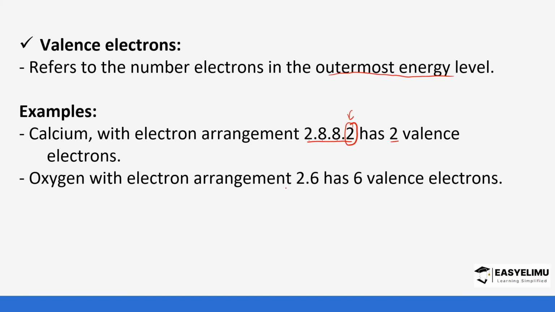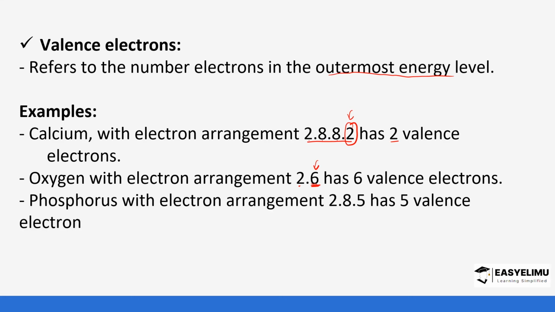Oxygen with the electron arrangement of 2.6 has 6 valence electrons because they're the number of electrons in the outermost shell. Phosphorus with the electron arrangement of 2.8.5 has 5 electrons in the outermost shell, so it has 5 valence electrons. So let's see what valency is.